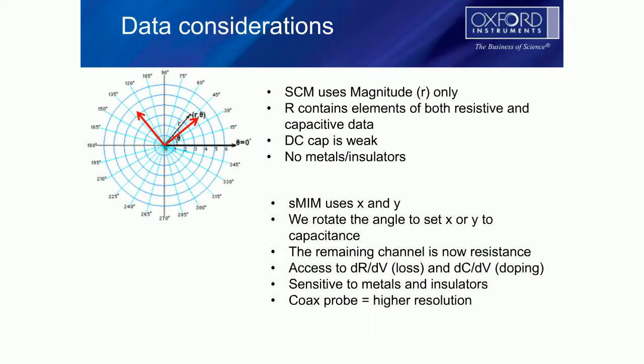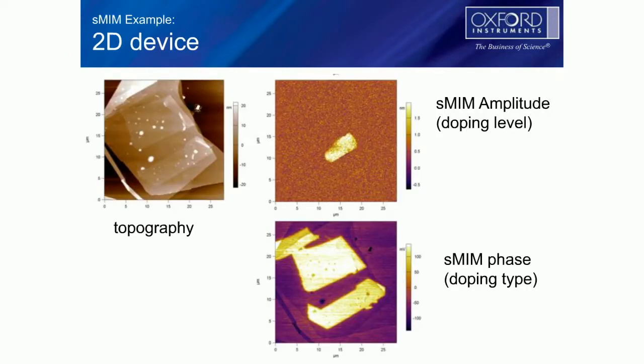Okay? And because we have a coaxial probe, it's higher resolution. So this is just a quick example of some stuff we did. I can't give you any details on the sample, but here's a device. Here was some topography taken. And here we can see a difference in the doping level between the center of the device and the source and drain. And then we could also clearly see a difference in the phase, which means it's doping type. And we get a pretty good contrast in that. So it's very clear data, very nice data on 2D materials when you're trying to identify where your source and drain are and where your gate is.